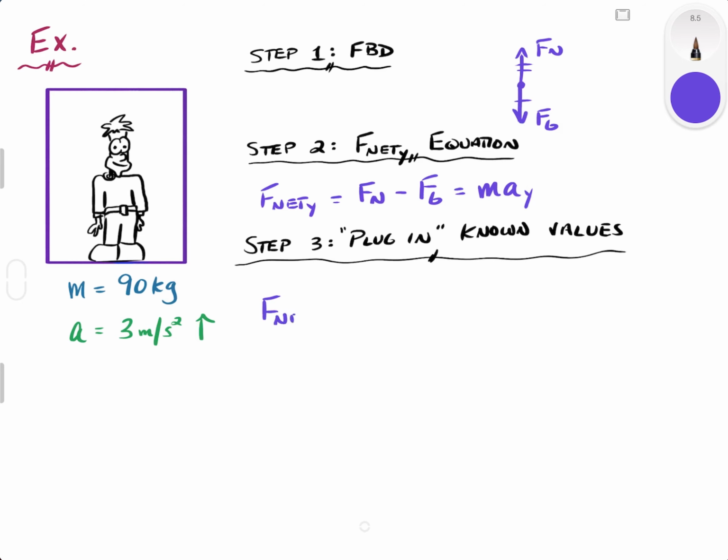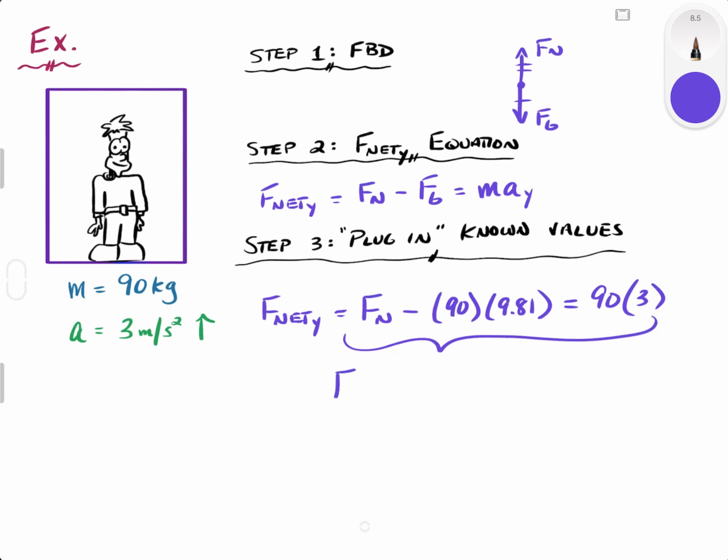So F net y equals, well, Fn we don't actually know. Okay, Fn is unknown, but we can find Fg because we know that that's going to be mass times 9.81. We will assume, of course, this is on Earth. My mass here is 90 kilograms, and I'm accelerating upwards at 3 meters per second squared. So Fn minus, let's see, 90 times 9.81 is about 882.9, and this is going to equal 270.